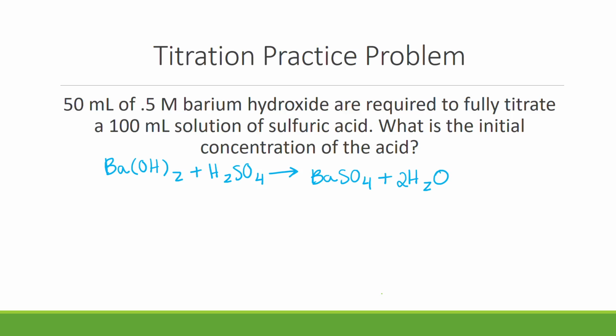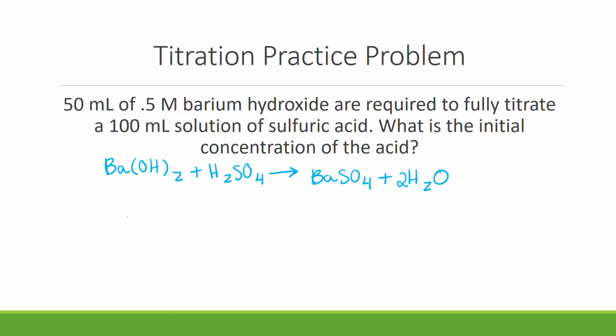Okay, so let's look at a titration practice problem. A titration problem involves an acid and a base, and you're combining them to form water and a salt. This is kind of similar to that Arrhenius idea when you have a really strong acid and a strong base, and you're getting water and a salt. So the problem says that 50 milliliters of 0.5 M barium hydroxide are needed to fully titrate a 100 milliliter solution of sulfuric acid. What is the initial concentration of the acid?